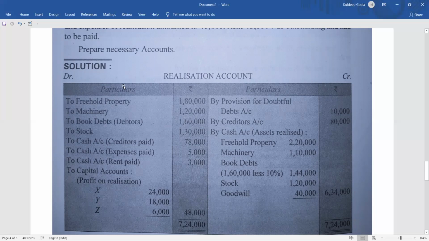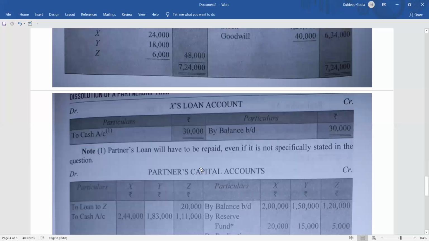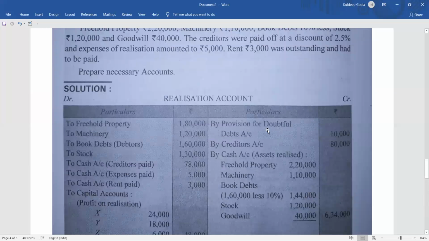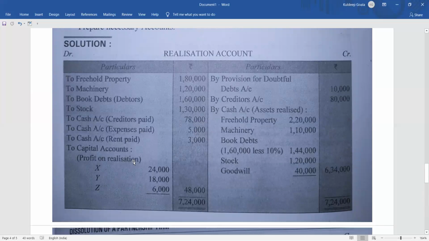So starting from the realization account, in the debit side we can see 3 cash entries: 78,000 related to creditors, 5,000 related to realization expenses, 3,000 related to rent. But you are not required to mention these names. You will mention only realization account: by realization account 78,000 in case of creditors, by realization account 5,000 in case of expenses, and by realization account 3,000 in case of rent. There are no other entries related to cash in the debit side.